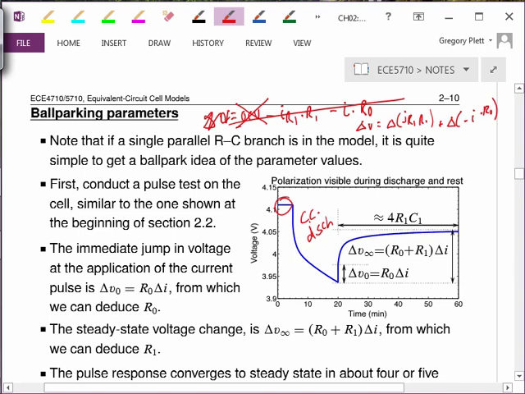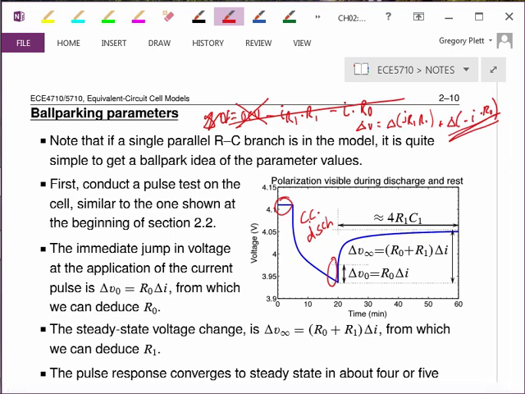Now that capacitor voltage doesn't want to change instantly, so the only thing that's going to change instantly in the circuit is this I times R0, the moment that current is removed from the cell. And so we look at how much voltage changes the instant that current is removed, and we record that as delta V0, the change in voltage at the instant, at the 0 point when I remove current.